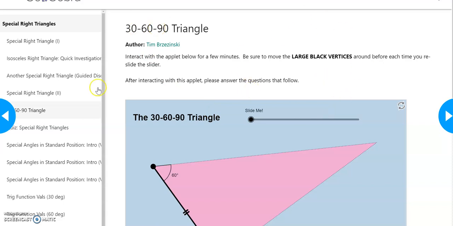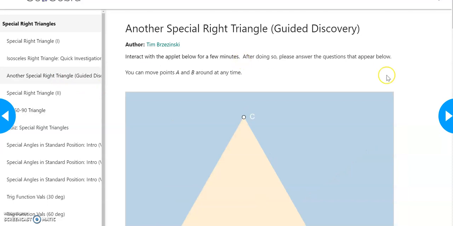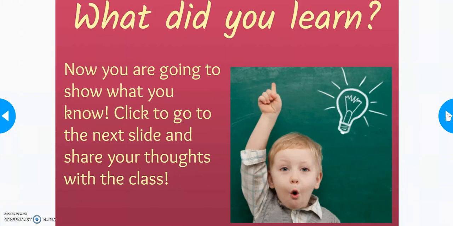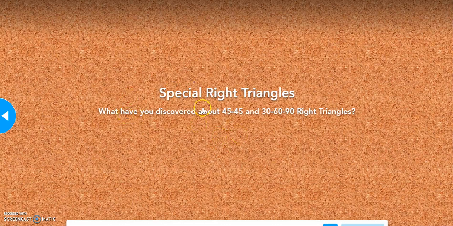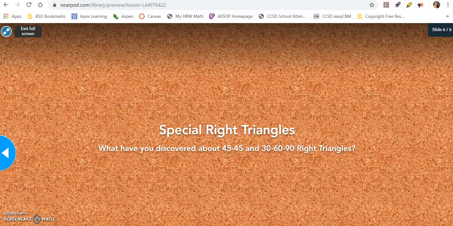Once they feel like they have grasped this concept and they are confident in the pattern, they will continue on with the Nearpod. It says, now you're going to show what you know. Click on the next slide to share your thoughts with the class. And this page will be shown to the entire class. Once this loads, students are able to comment and add what they have discovered about 45-45-90 and 30-60-90 triangles. They can add any of their thoughts, and it's going to come up here almost like a pin board for other students to talk about.